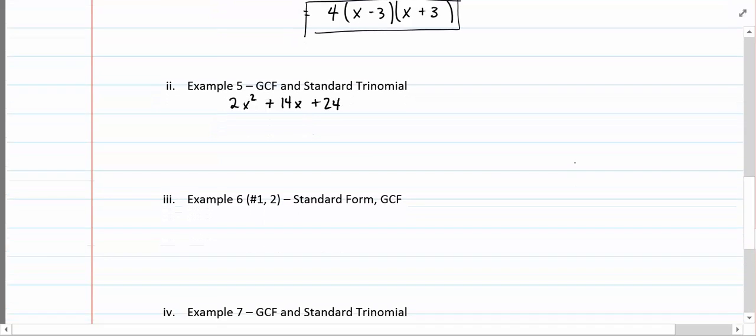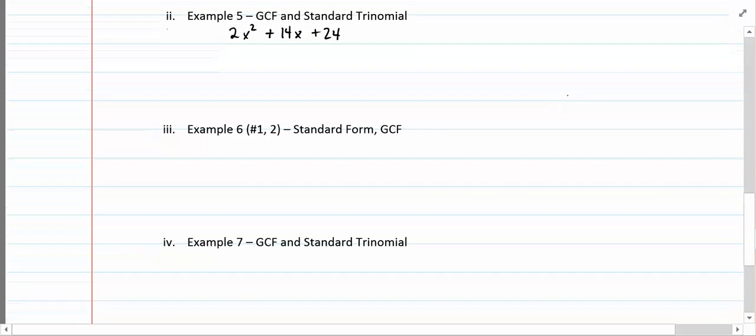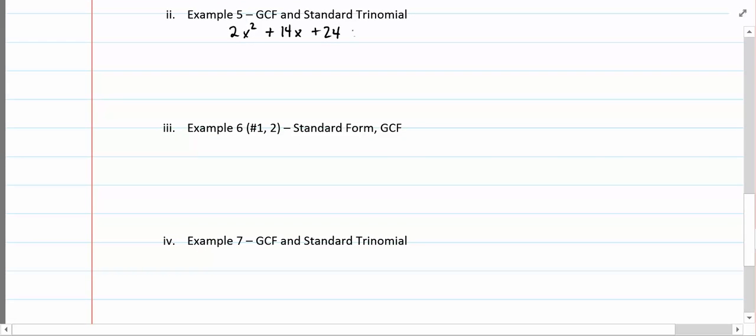In this second example of our factoring completely problems, we should recognize that 2 is the GCF for this group. 2 is the largest number that can divide each of these three terms. And after I factor out a 2, I'm left with x squared plus 14x. Oops, sorry, that's not 14x. That should be a 7x plus 12.